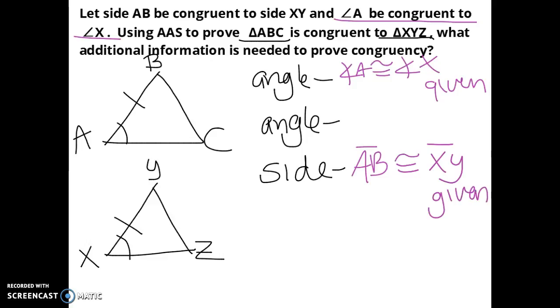What are we missing? We need some sort of information to draw the conclusion that angle C and angle Z are congruent. We just don't have enough information, especially if we want to prove angle, angle, side. We don't know if they're connected. We don't know what shape it is, especially since there's no picture drawn. So we just don't have enough information.